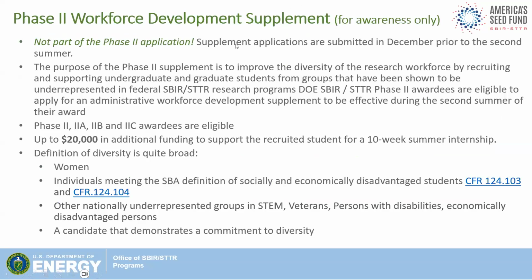This is for awareness only, but as a phase 2 awardee, you are able, in December, prior to the second summer of your phase 2 award, to apply for a workforce development supplement, which is up to $20,000 in additional funding to support a recruited student for a summer internship. Again, this is for awareness only. As an awardee, you receive an email notification when this deadline is coming up.